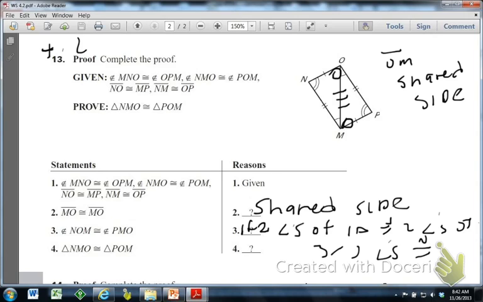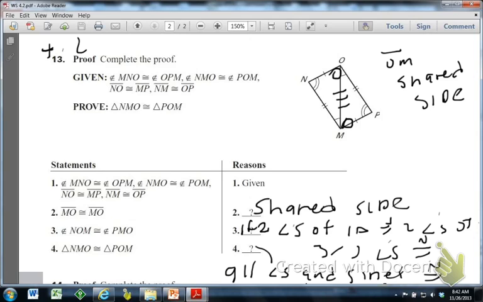And then the last reason that I would like you to write in this one would be all angles and all sides are congruent. So reason 4 would be all angles and sides are congruent.